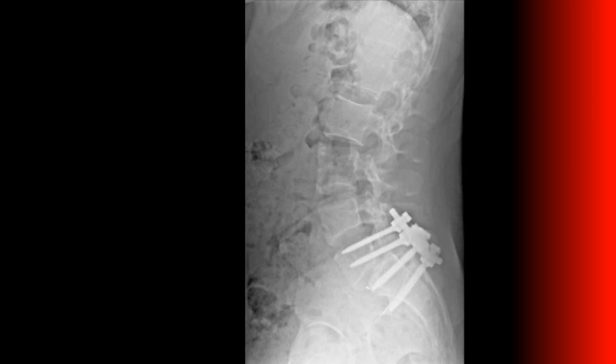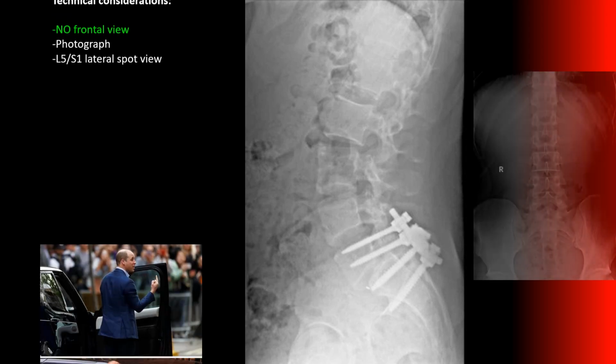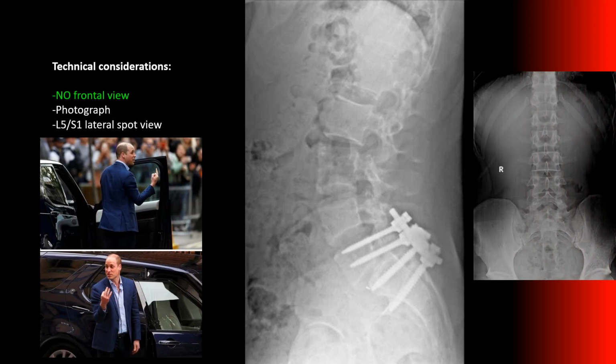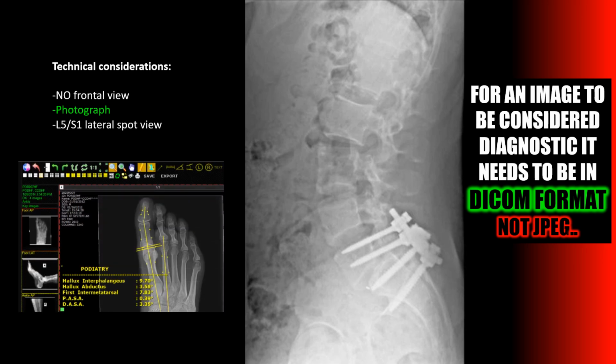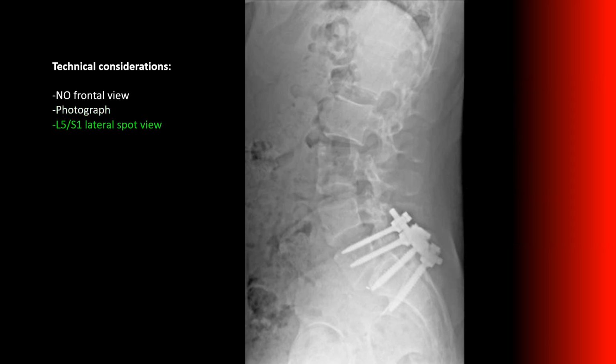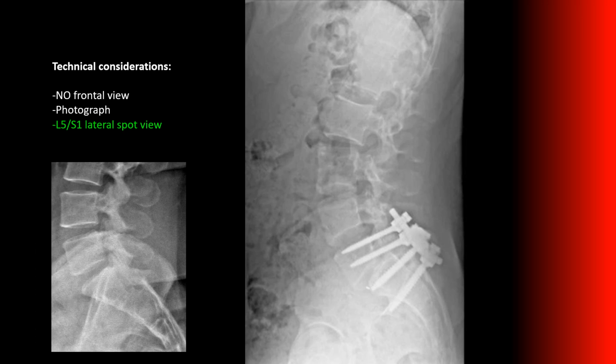So when we look at Mangione's X-rays, there's a few technical considerations. First being that there's no frontal view, so we're missing a lot of information in the absence of a frontal view. Second, we're looking at a photograph or a JPEG as opposed to a DICOM image, which would allow us to measure and manipulate the image. And in this particular example, it'd be nice to have a little better placement with the central ray and maybe get an L5-S1 lateral spot view or oblique views for better visualization.